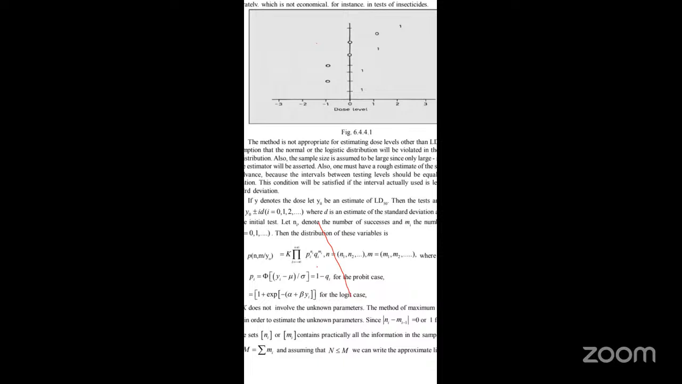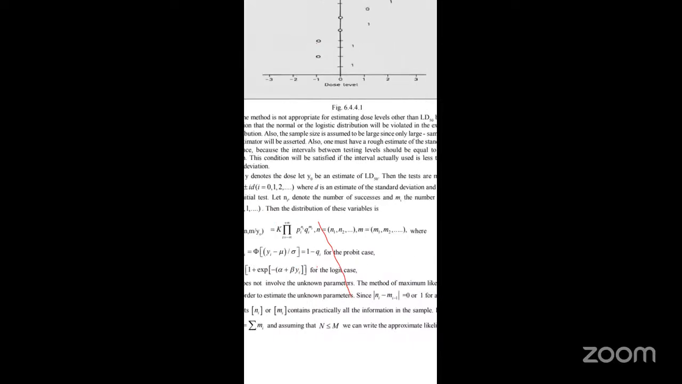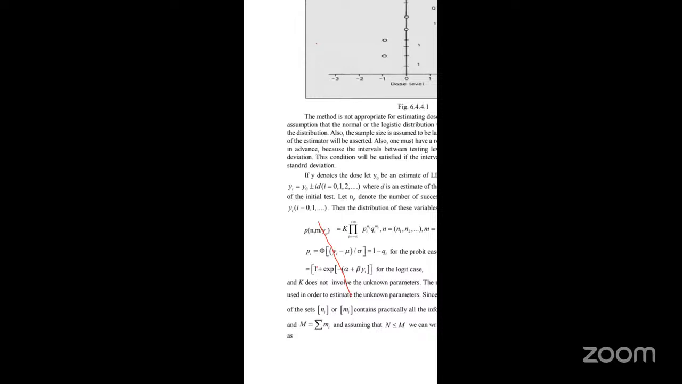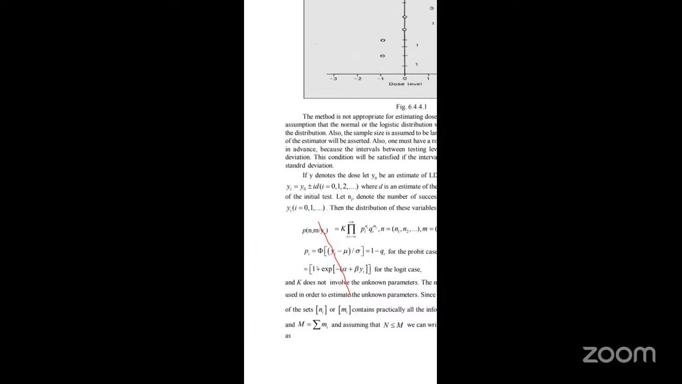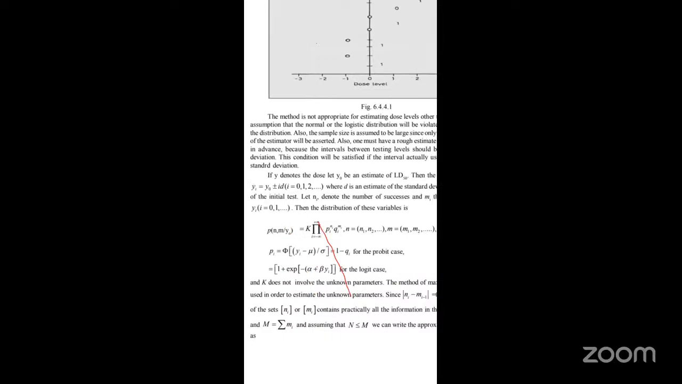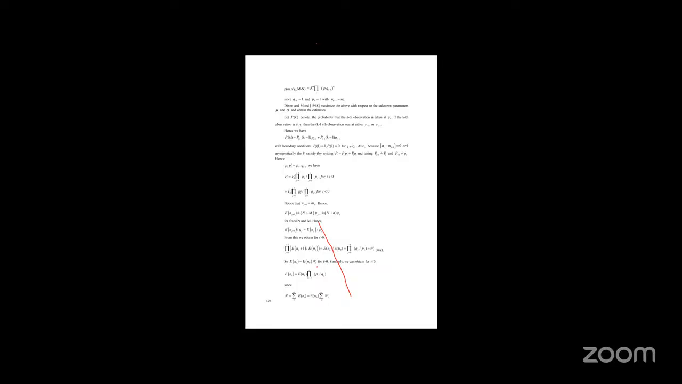So if y denotes an estimate of LD, the tests are made at y equal to y naught plus or minus D, where D is an estimate of the standard deviation, and capital Y is the level of the initial test, where P equals phi of (y minus mu) by sigma. Then M equals the summation of M, and assuming n less than or equal to, we can write the asymptotic likelihood function. These are the equations, please go through them.